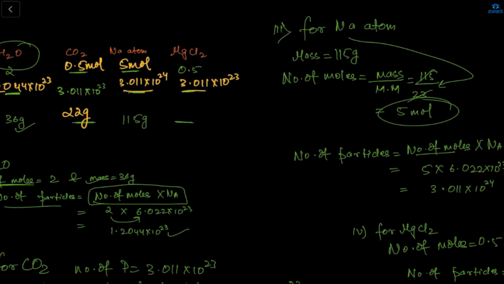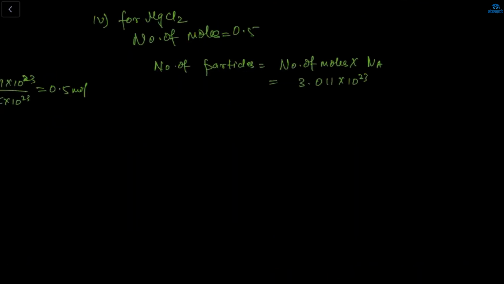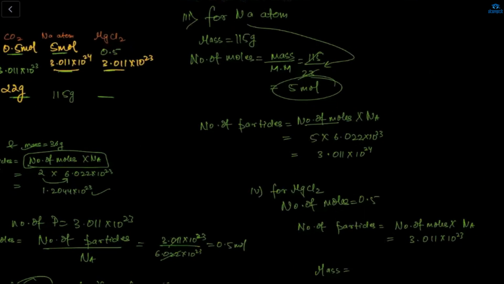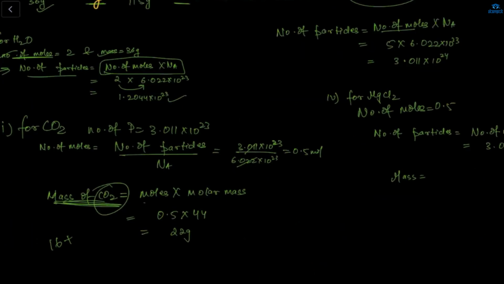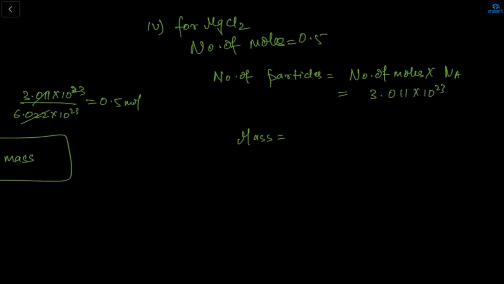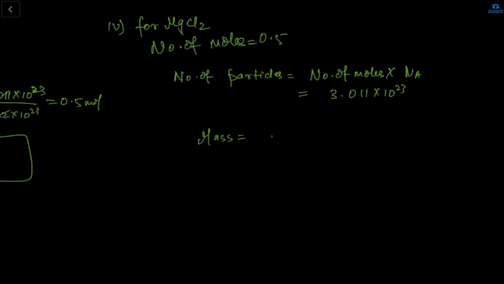Next, what we have to find? Mass. So what is the formula of mass? Just now, ma'am, I got 95 units. 95? Okay, let me calculate. Mass is what? Number of moles into molar mass, and what is number of moles? What is number of moles of MgCl2? Ma'am, 0.5.